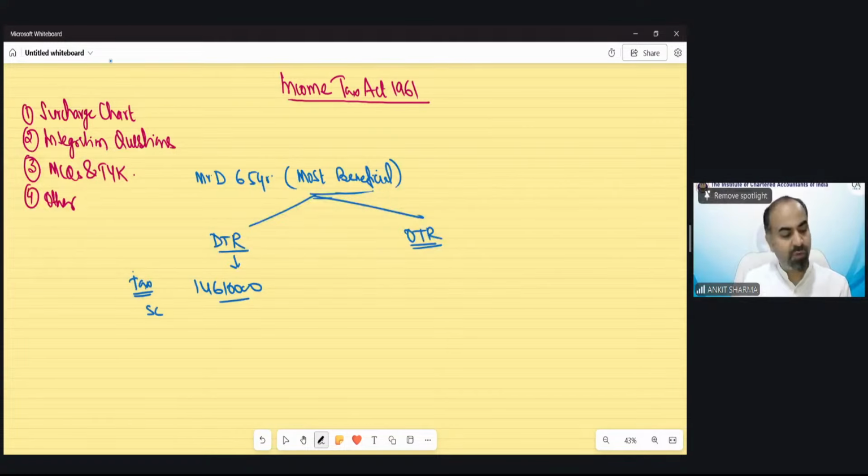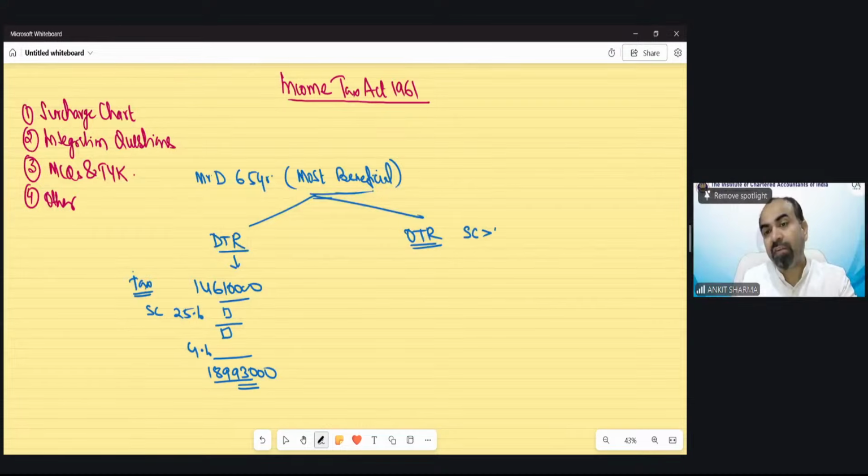The surcharge would be 25%, because the maximum rate of surcharge in case of the default tax regime is 25% for income exceeding 2 crore rupees. So that is going to be added. After that, there would be cess applicable at 4%. So total tax would be 1,89,93,000. But in case of the optional tax regime, the surcharge rates change after 5 crore.